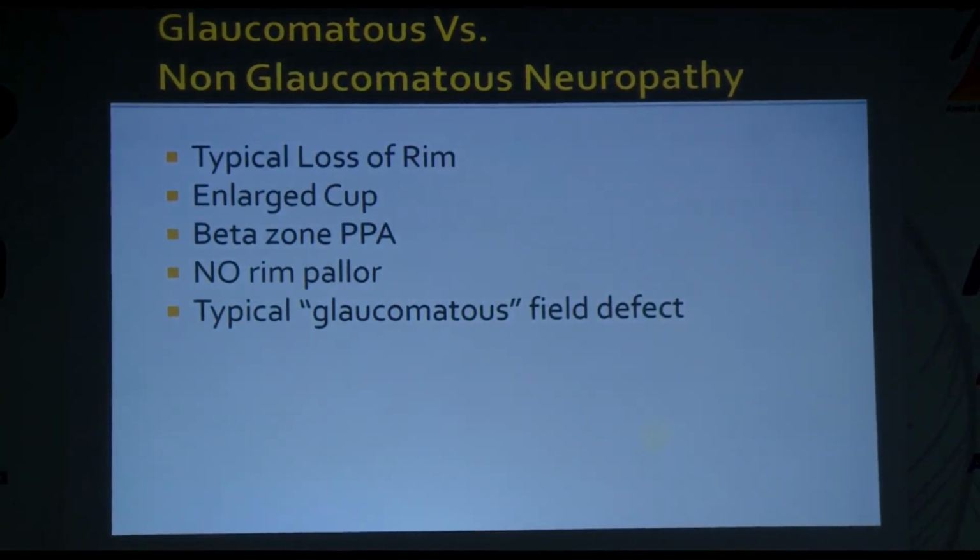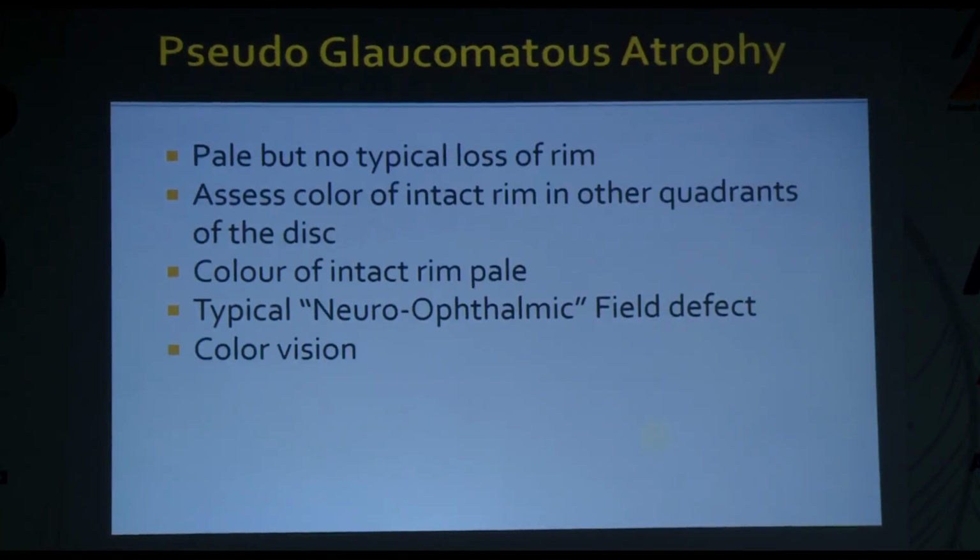Now for a glaucoma suspect, it's very important that one differentiates a glaucoma suspect from a completely non-glaucomatous optic neuropathy. In a glaucoma suspect or frank glaucomatous disc, you'll have a typical loss of rim. You can have an enlarged cup. You can have a beta zone peripapillary atrophy. There will be no rim pallor, and you can support it with typical glaucomatous field defect findings. But in a pseudo-glaucomatous atrophy, the NRR will be pale. You can assess the color of the intact rim in all the quadrants of the disc.